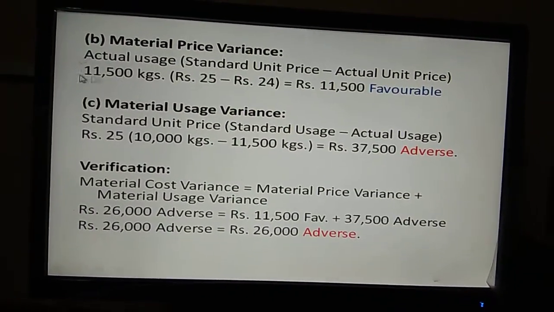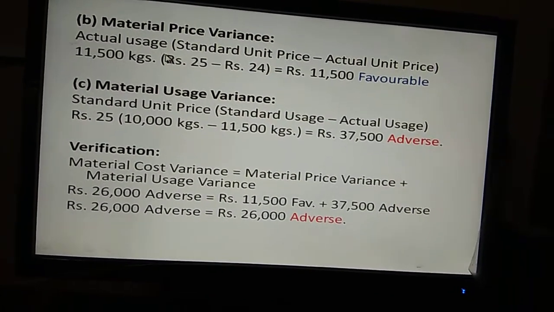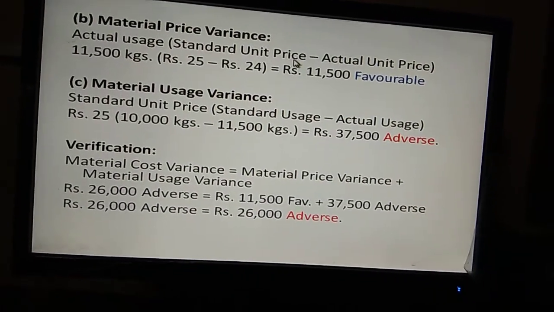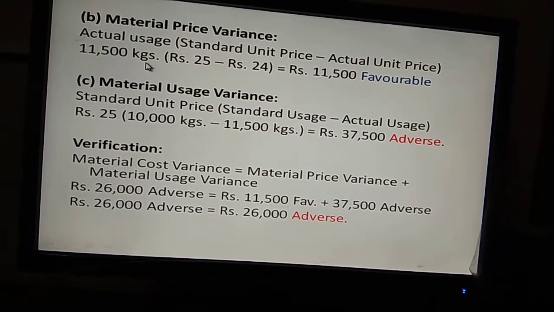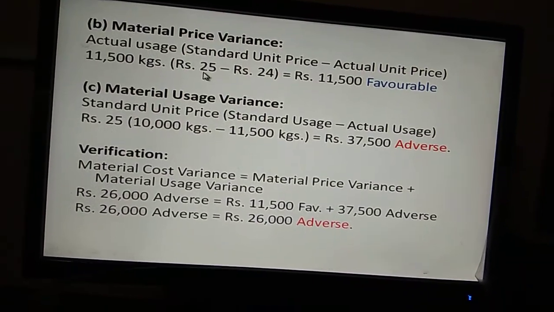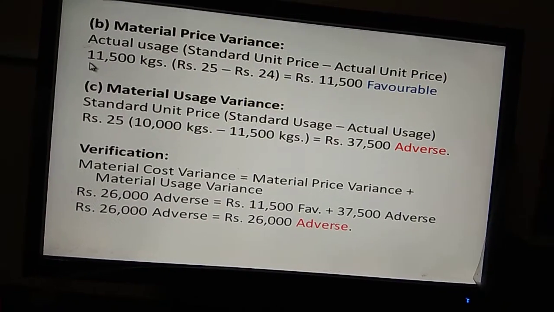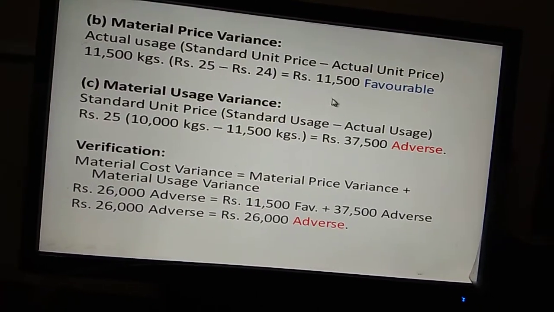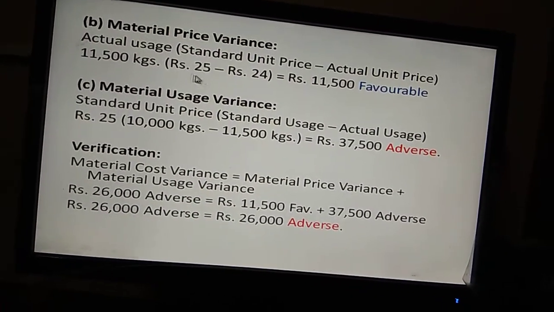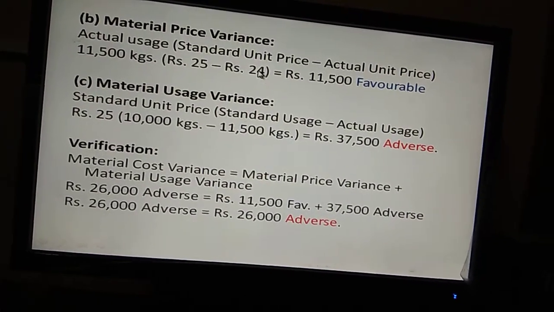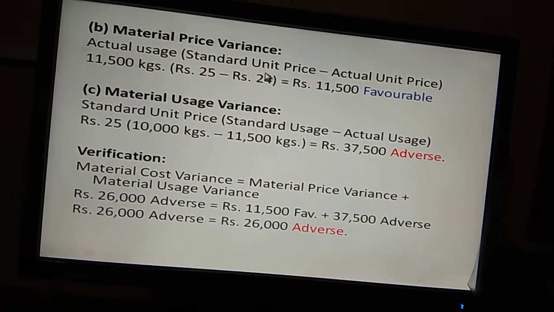Okay, next we will calculate material price variance. The formula for this is actual usage into the difference between standard unit price and the actual unit price. Actual usage is 11,500 kgs. The standard unit price is rupees 25 and the actual unit price is rupees 24. So the difference is 1, obviously. 11,500 kgs into rupees 1 is 11,500. So obviously now it is favorable because rupees 25 is more than rupees 24. So the actual is less than the standard. So when actual is less than the standard, it is favorable.